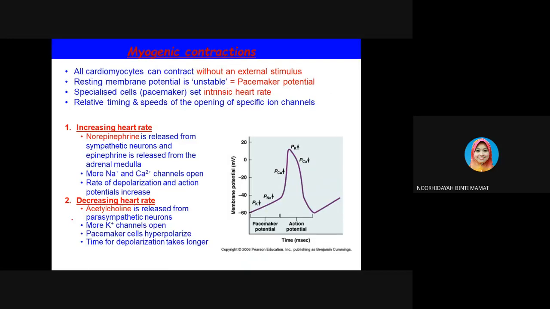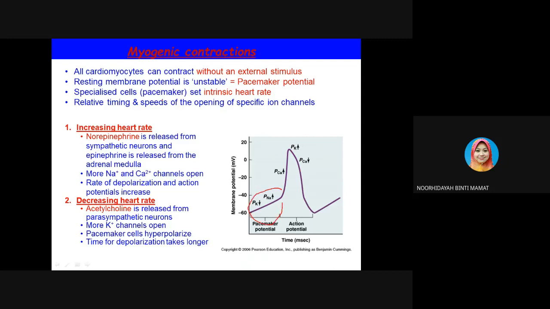So we go to the myogenic contraction. All cardiomyocytes can contract without an external stimulus, and the resting membrane potential is unstable. So we call these the pacemaker potentials. Here, this is slightly unstable, and specialized cells.